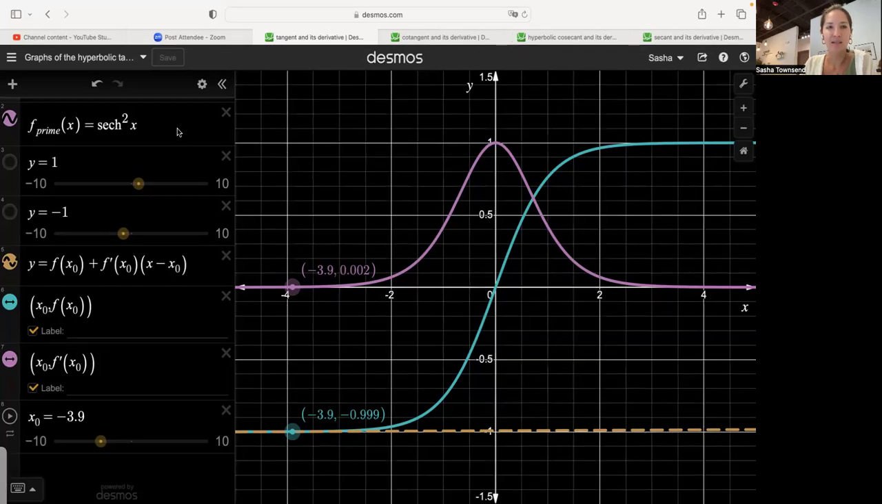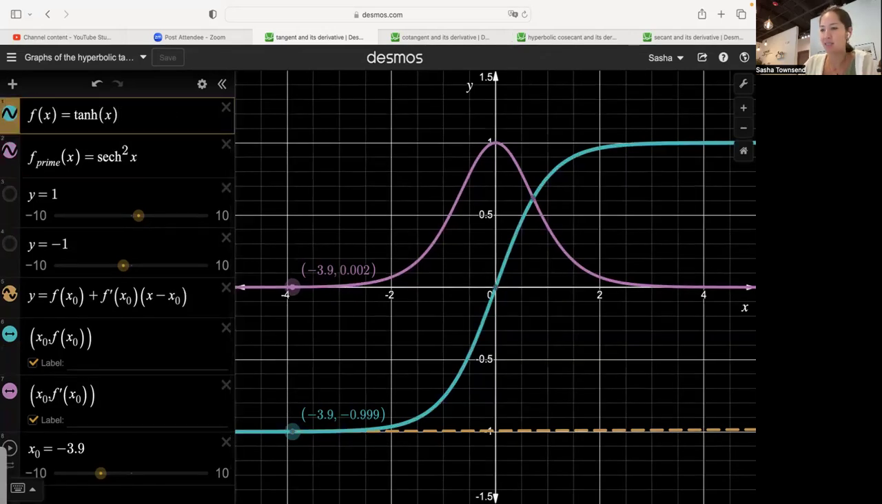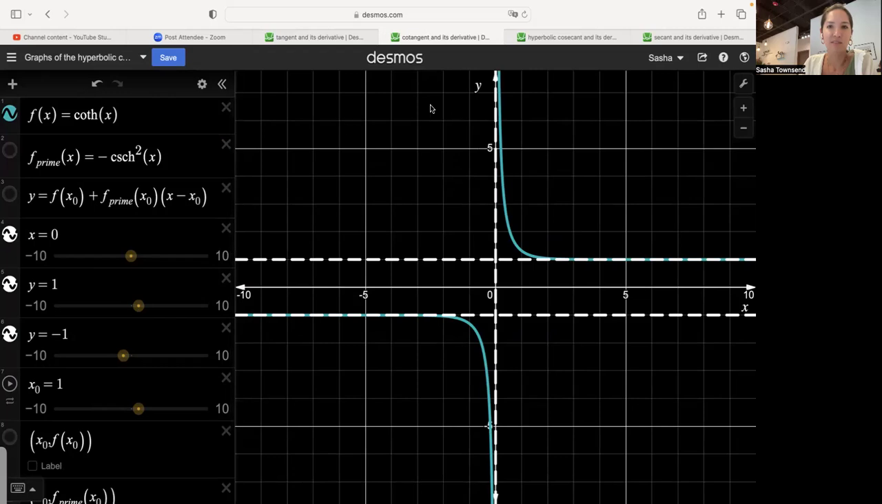Okay, so that is our hyperbolic tangent and the related graph, the hyperbolic secant squared, its derivative. Now we can look at the others as well and just make sure that our intuition is confirmed by the graphs themselves. This is the hyperbolic cotangent graph.